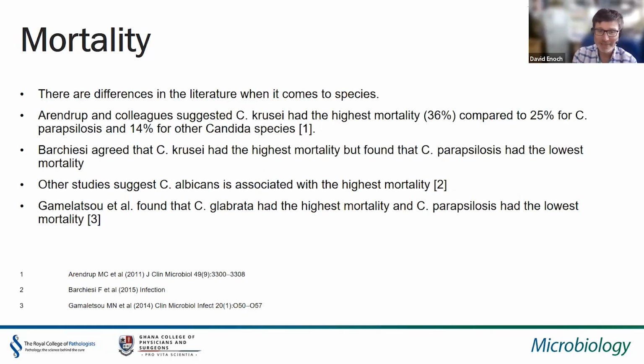And again, there are differences in terms of organisms. Typically Candida krusei, which we'll come back to in a moment in terms of resistance to azoles, has got the highest mortality generally. But then other studies suggest that Candida albicans has got a high mortality too. So there seem to be geographic differences and differences in organism as well.